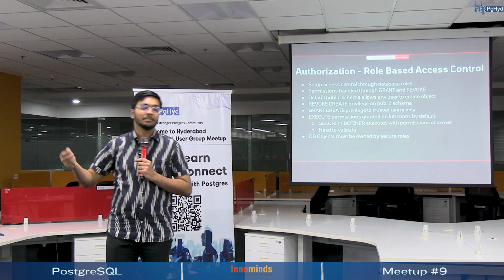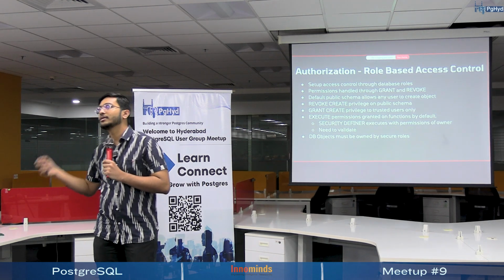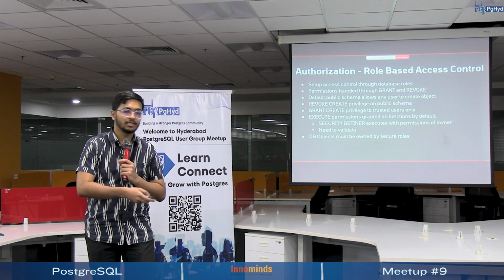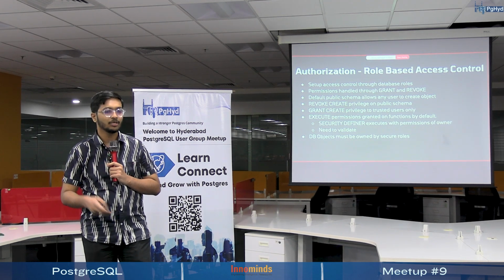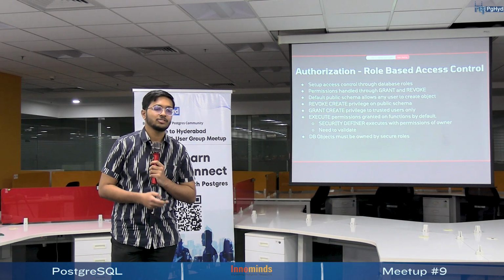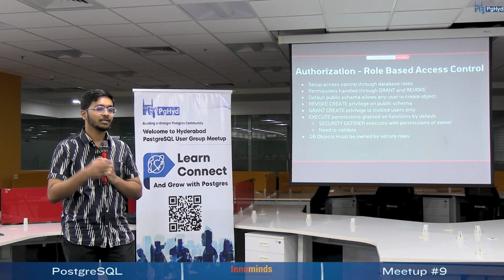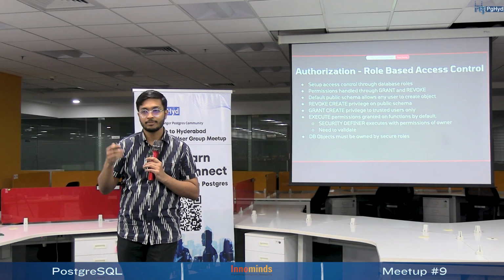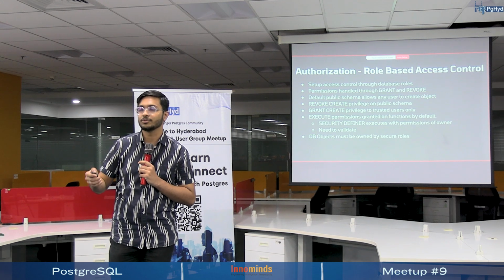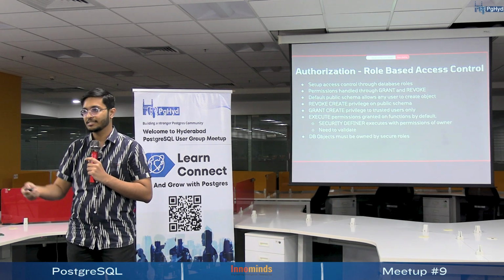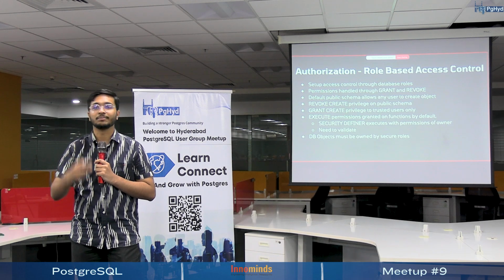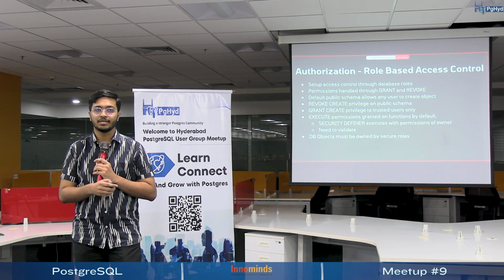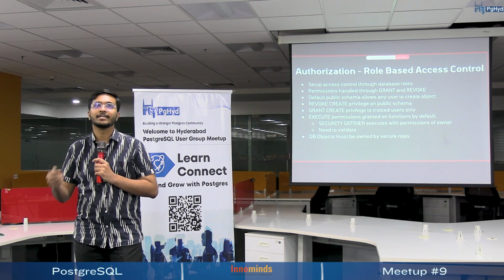Now, these permissions are handled through grant and revoke. If you want to give someone some permission, you use grant. If you want to take away those permissions, you use revoke. A best practice here is to just avoid giving create permissions to public schema, because public schema controls all the objects that can be created. So in case someone has inherited permissions of public schema, they certainly can create database objects, and at times it can lead to unintended circumstances.